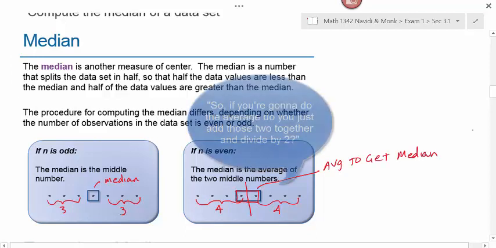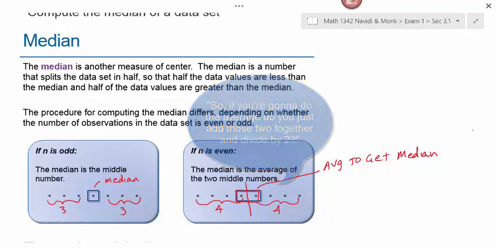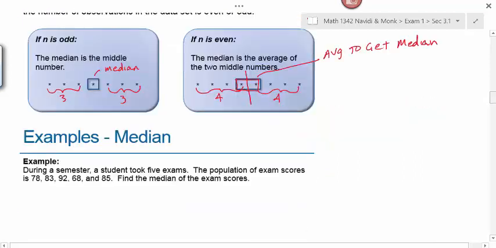Another option, a question? So if you're going to do the average, are you going to add those 2 up and then divide by 2? Yeah, the question was, so if I'm doing an average, do I just add these two numbers up and divide by 2? And the answer is yes. Just add the two middle numbers up, and because I'm only adding two numbers, I divide by 2. That gives you your median.